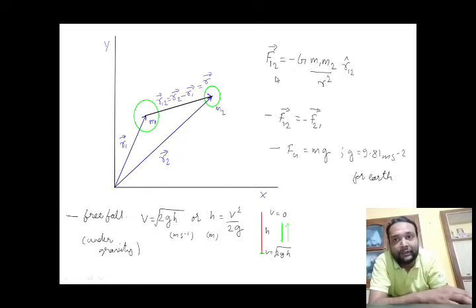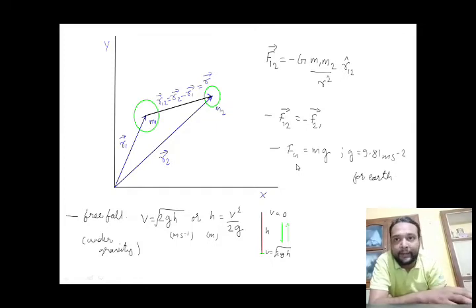So gravitational force is directly proportional to the product of the masses of the two bodies and inversely proportional to the square of the distance between them, and always acts along the opposite direction of the radius vector. Now from Newton's third law, F12 is minus of F21, which means the gravitational force given by body 1 on body 2 is minus of the gravitational force given by body 2 on body 1. Both will have the same magnitude, capital G into m1 into m2 by r square, but the direction will be opposite.